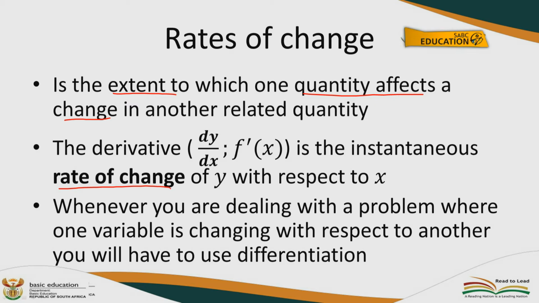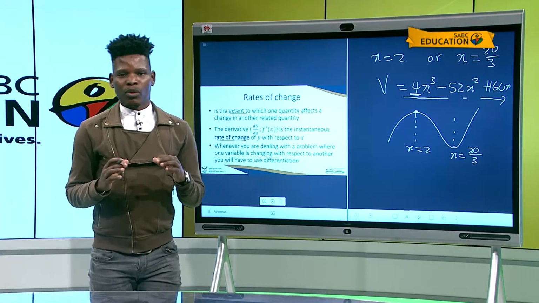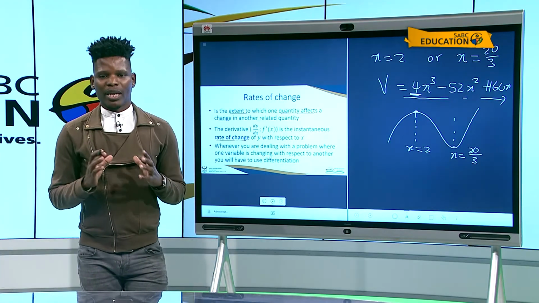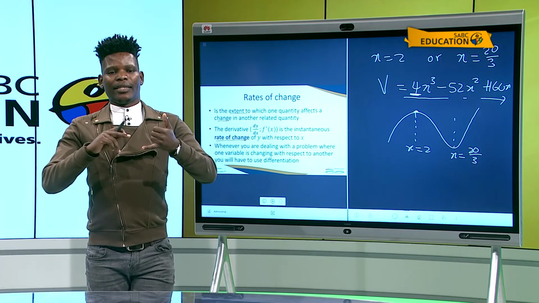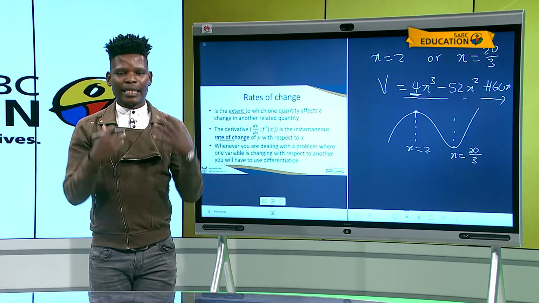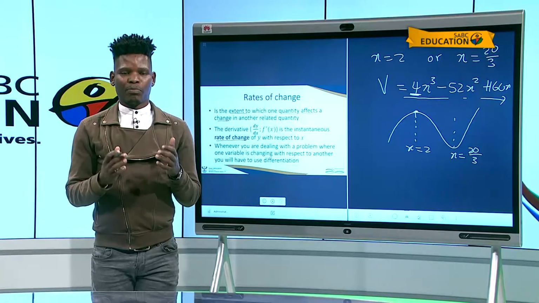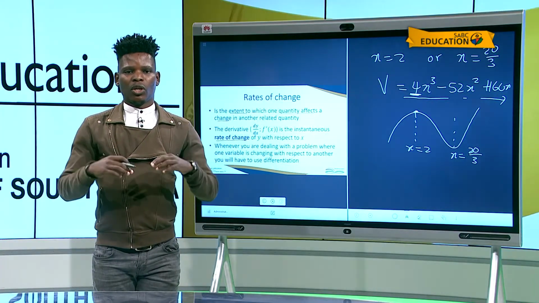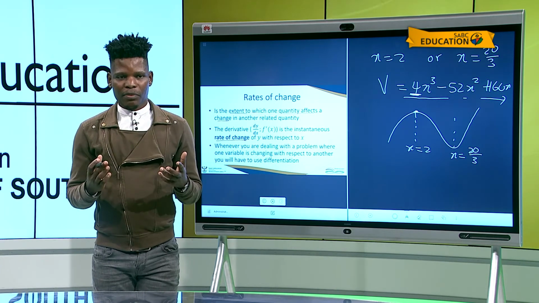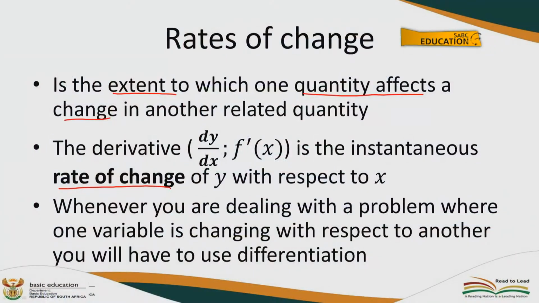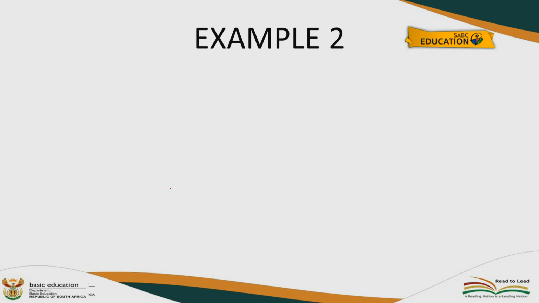Now, whenever you are dealing with problems where one variable is changing with respect to another, you will have to use differentiation. So what we need to take away from this particular slide is the fact that the rate of change is a representation of the derivative. So whenever they speak of rate of change, you need to think derivative. All right, so now let us look at an example.